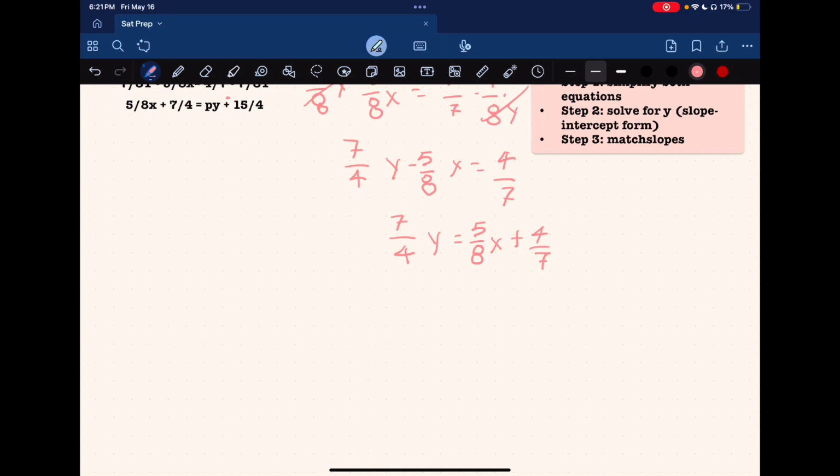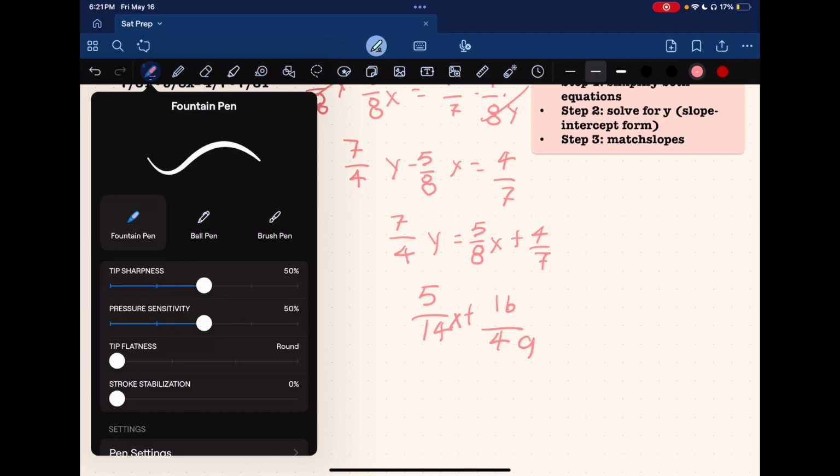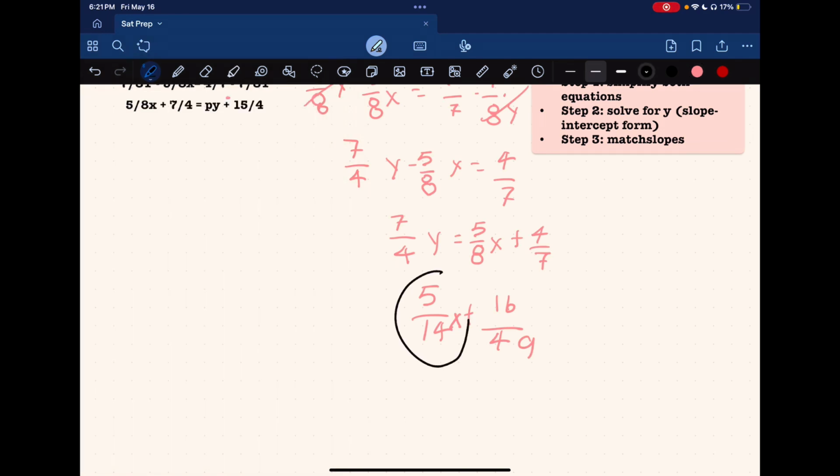But it can be simplified again. So we're going to do 5 over 14 plus 16 over 49. And then the 5/14 is the x, so this is going to be the slope right here, 5 over 14x. So we're going to write it on the side for later.